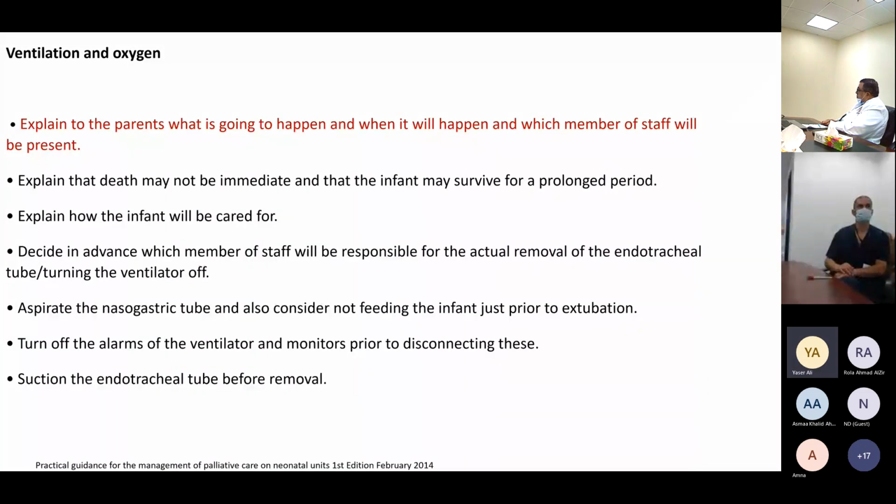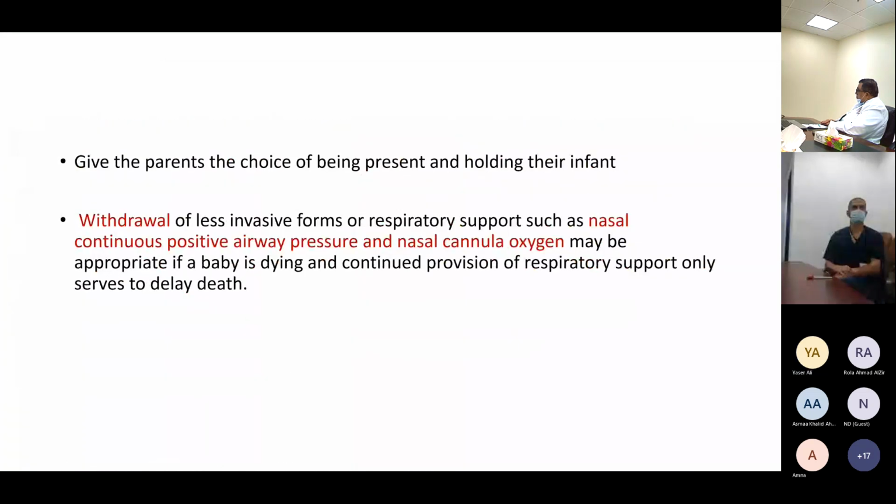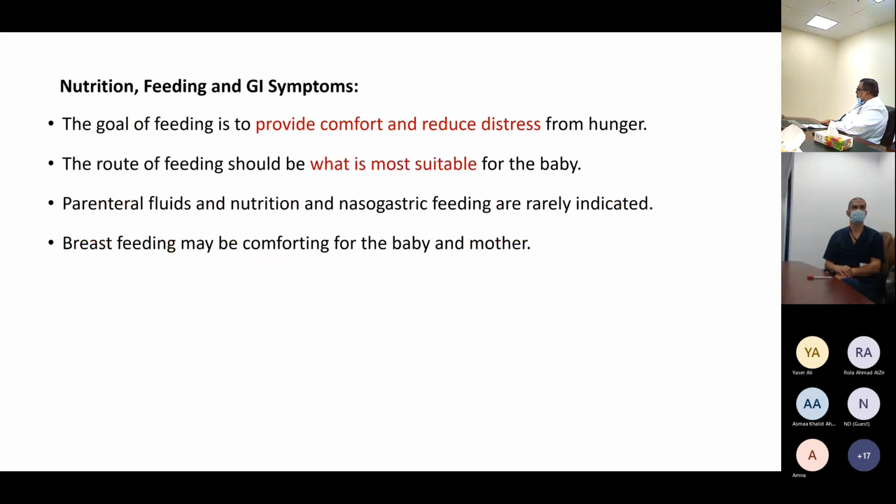Staff should explain to the parents what is going to happen and when it will happen and which member of staff will be present. Withdrawal of less invasive forms of respiratory support, such as nasal CPAP or nasal cannula oxygen, may be appropriate if a baby is dying, and continued provision of respiratory support only serves to delay death.